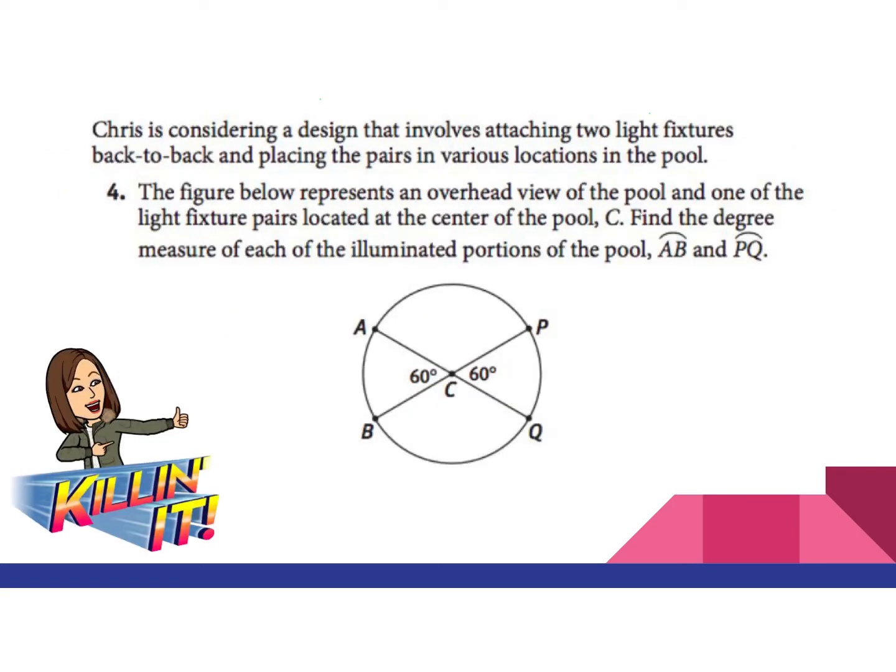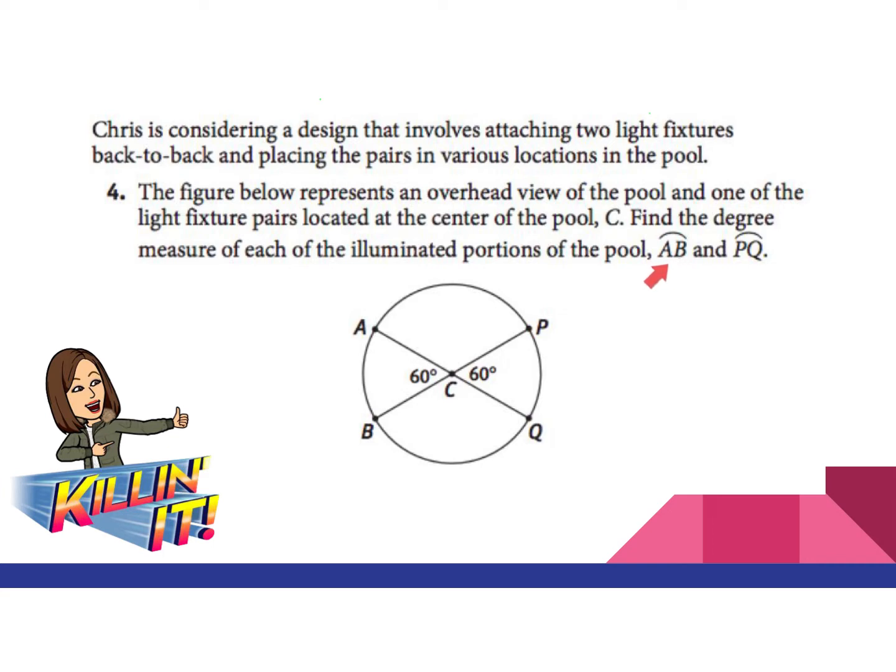Chris is considering a design that involves attaching 2 light fixtures back to back and placing the pairs in various locations of the pool. The visual below represents an overhead view of the pool and one of the light fixture pairs located at the center of the pool. Find the degree measure of each of the illuminated portions of the pool.